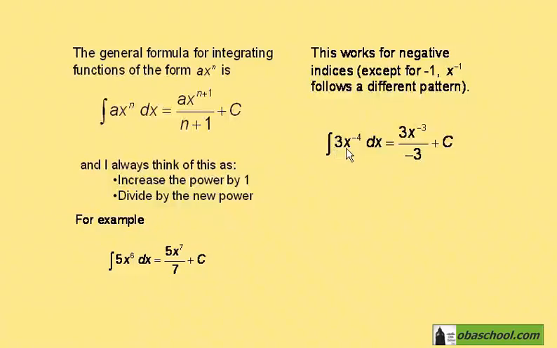The integral of 3x to the minus 4 is 3x to the minus 3, minus 4 add 1 is minus 3, divide by the new power, and tidy to give minus x to the minus 3 plus a constant.